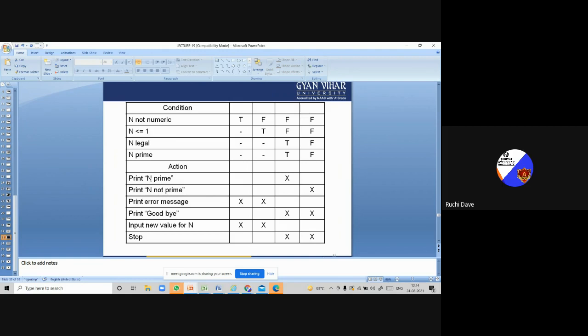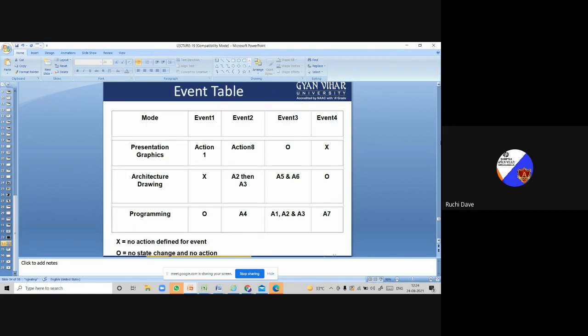And the actions that will be performed are like printing name prime number, printing n is not prime, printing some error message, printing hello, printing goodbye, printing new value for n. So these are the conditions and these are the actions. On the basis of these, you design the decision table. Is this clear? Yes, ma'am.